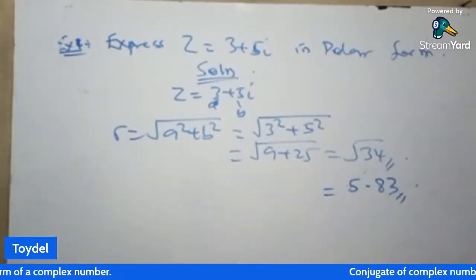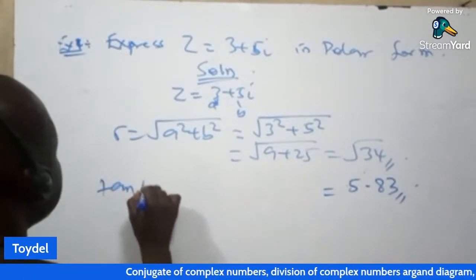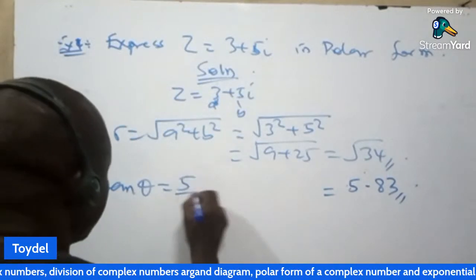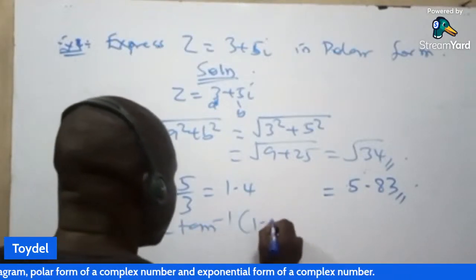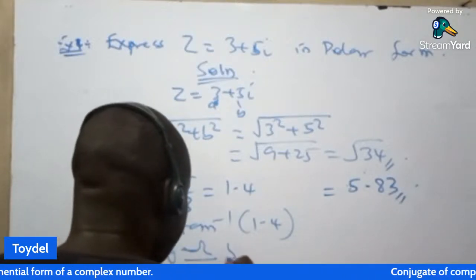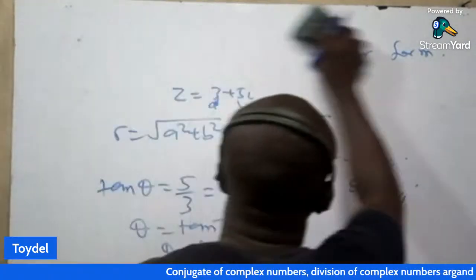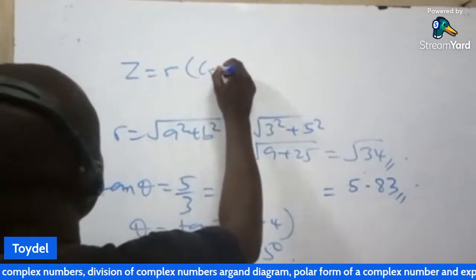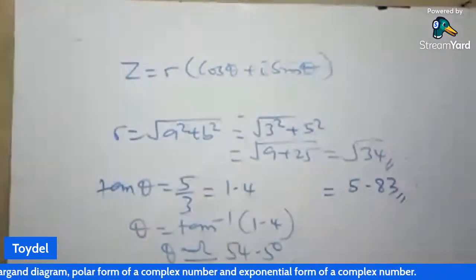Then I also need to find theta. Tan theta will be b all over a. In this case, this is 5 over 3, which is approximately 1.4. Then theta will be arctan of 1.4, which is approximately 54.5 degrees. Then I'll say z is equal to r into bracket cos theta plus i sin theta, in polar form. This is the polar form of a complex number.